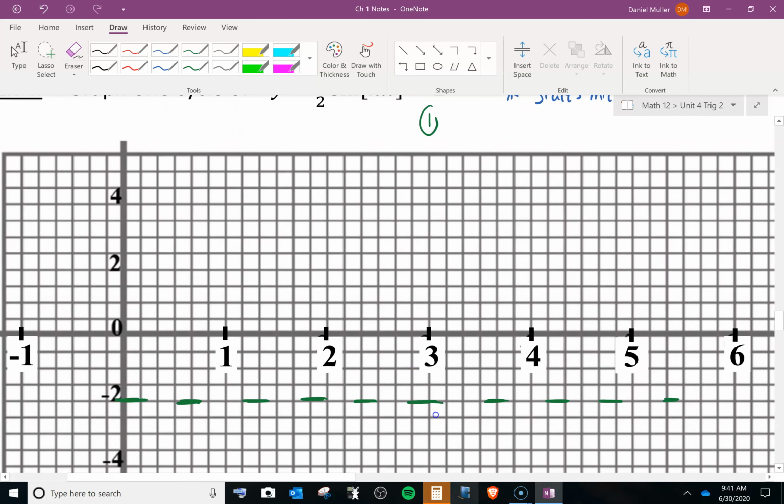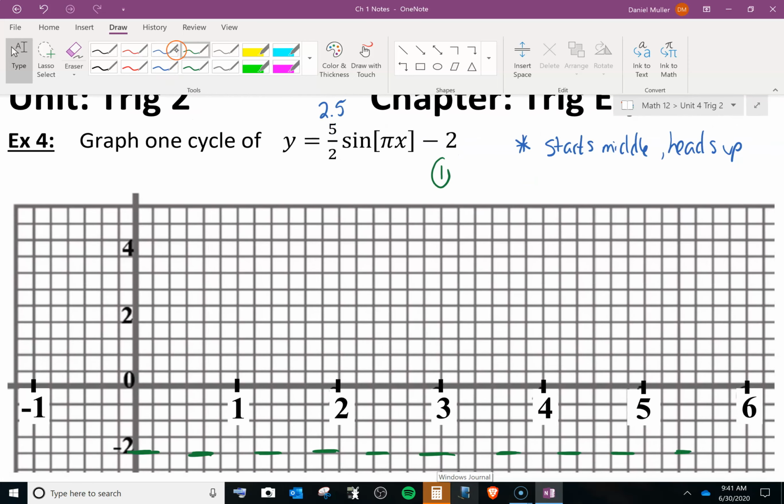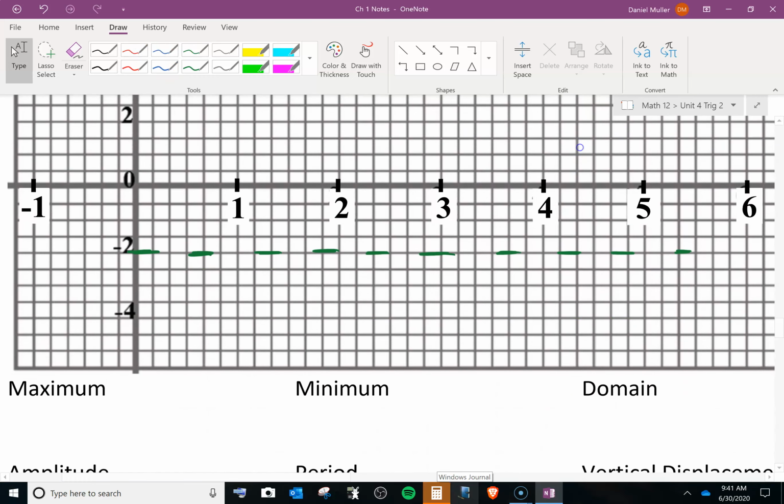And then we've got up 2.5. So we have to go up 2.5 from there. And remember, every box here is worth a half. So 2 boxes is 1. So that's 1, that's 2, and a half. So I guess that's 5 boxes. And then 5 boxes up as well. And this is at 0.5.